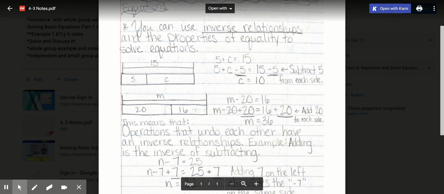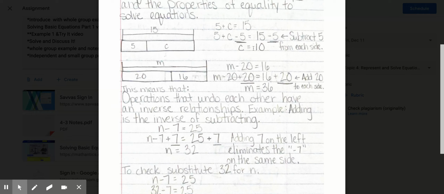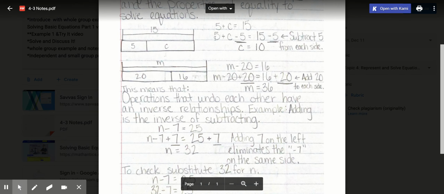This remains equivalent because you're subtracting 5 from each side, and then you're left with c equals 10 because we eliminated the positive 5 on the side that the variable is on to get the variable alone. And if we do that to this side, we have to do it to the other according to the subtraction property of equality, right? Then we get c alone, and we have solved for c, which equals 10.